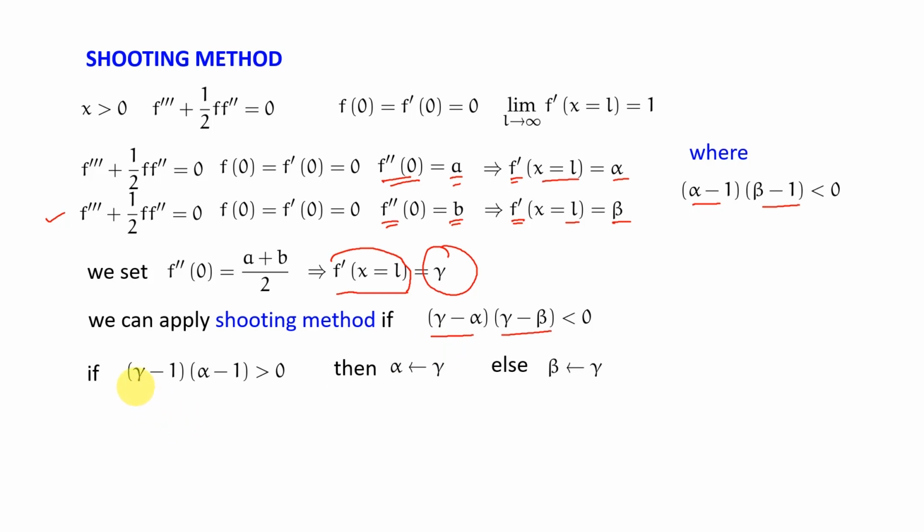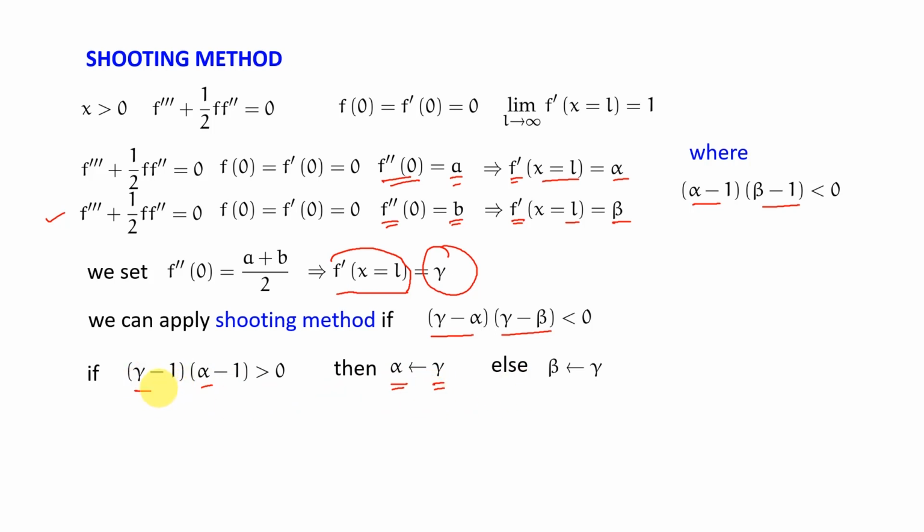We want to see whether this gamma falls on the alpha side or the beta side. If gamma falls on the alpha side, then (gamma minus 1) multiplied by (alpha minus 1) is greater than 0, which means that if alpha is greater than 1, gamma is also greater than 1. In that case, we'll replace alpha by gamma. Also, if gamma is less than 1 and alpha is less than 1, then again (gamma minus 1) into (alpha minus 1) is greater than 0, and the same thing will happen: alpha will be replaced by gamma.